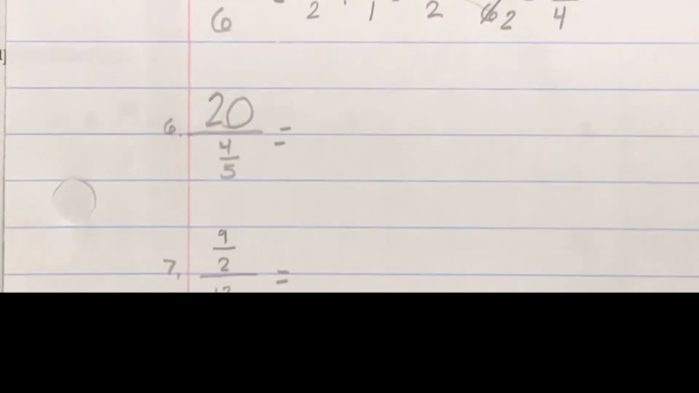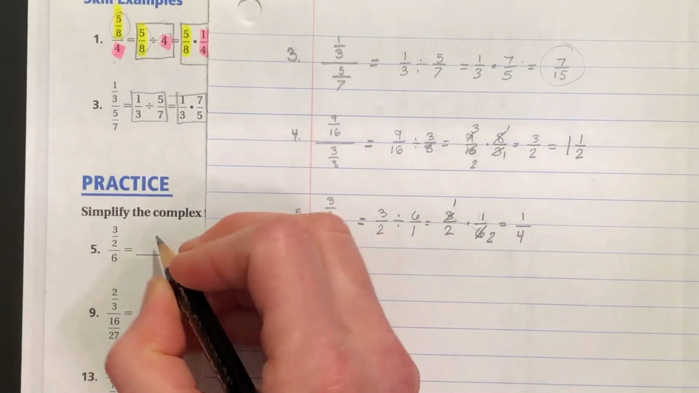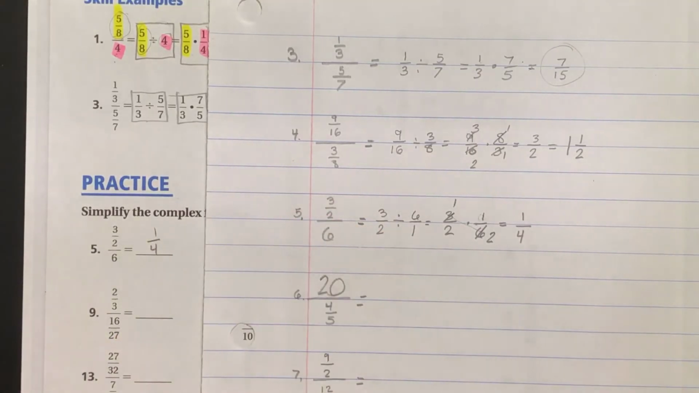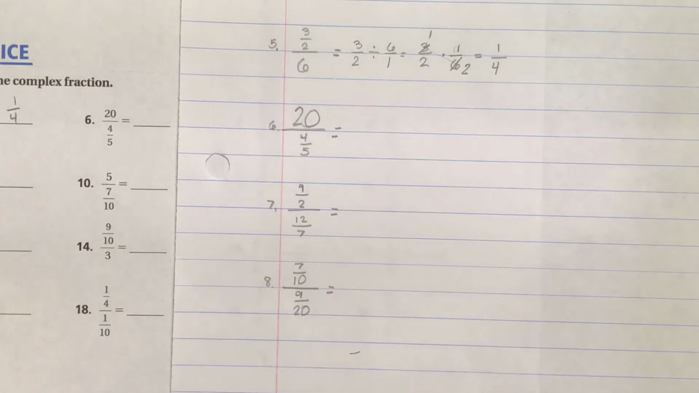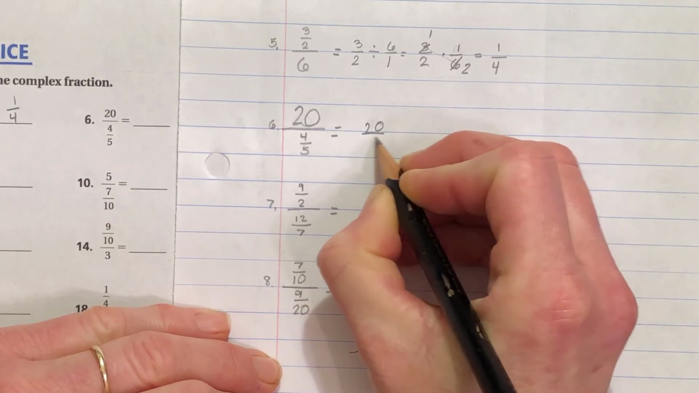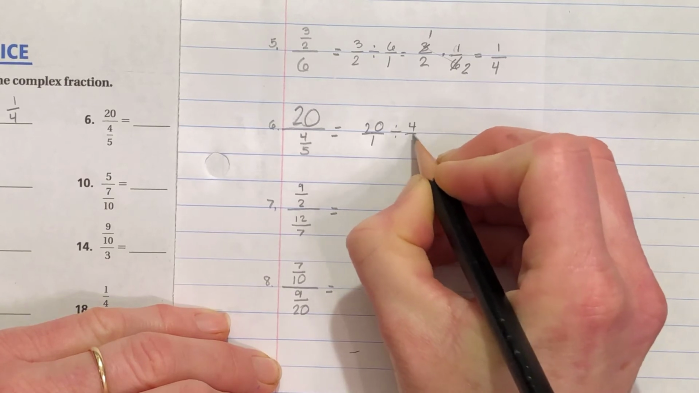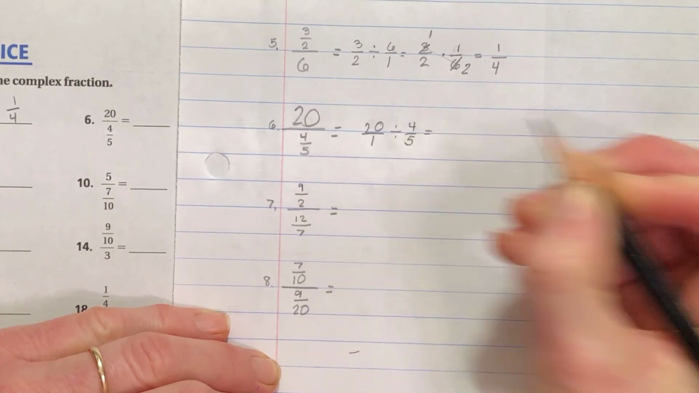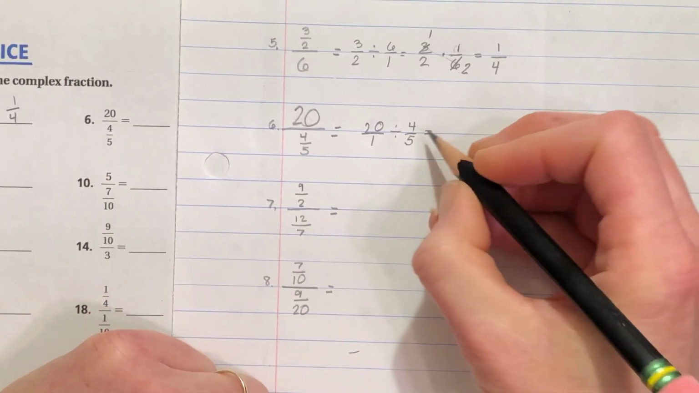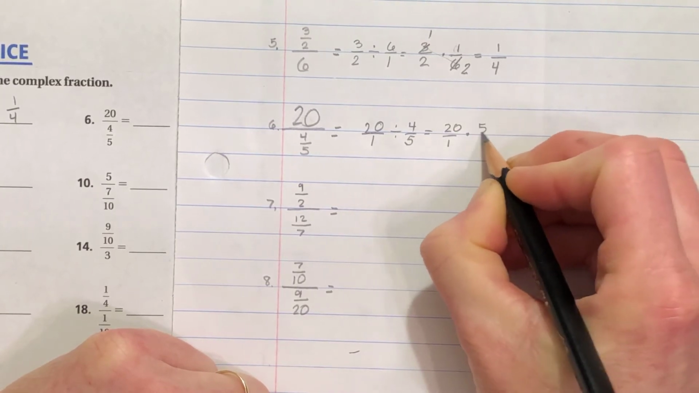On to number 6, after I put my answer in the blank. 1/4. Number 6, we have 20 divided by 4/5. 20 over 1 divided by 4/5. Now I will rewrite this as multiplication. 20 over 1 times 5 over 4.